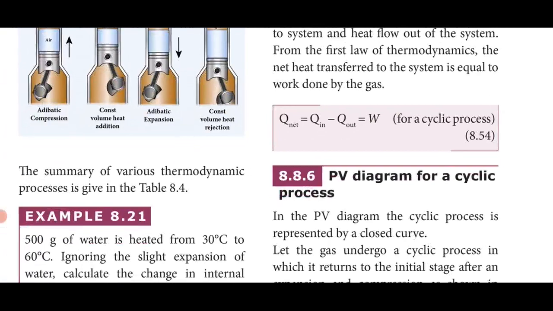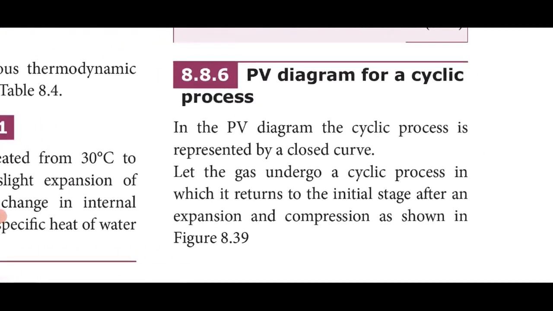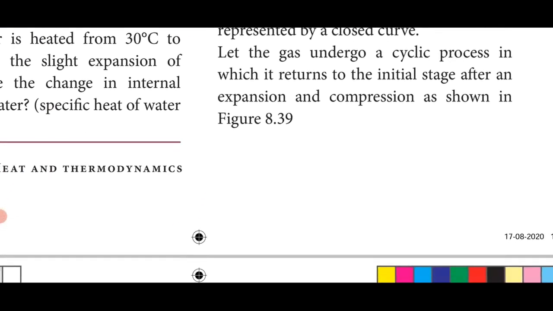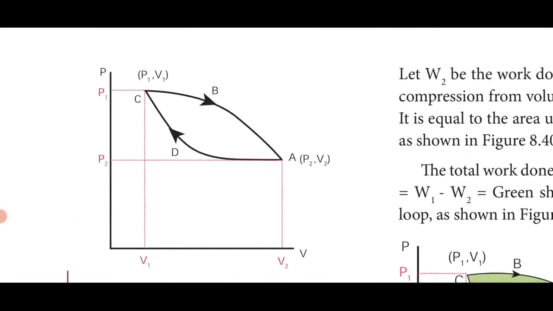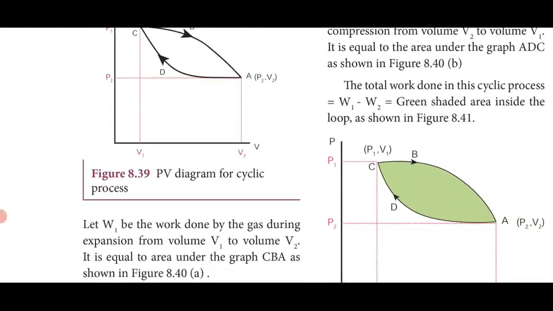So Q net is nothing but Q in minus Q out, which is equal to W. Now the PV diagram for the cyclic process. In the cyclic process, the PV diagram is a closed curve. The gas undergoes a cyclic process in which it returns to the initial state after the expansion and the compression. These are the diagrams for the cyclic process.